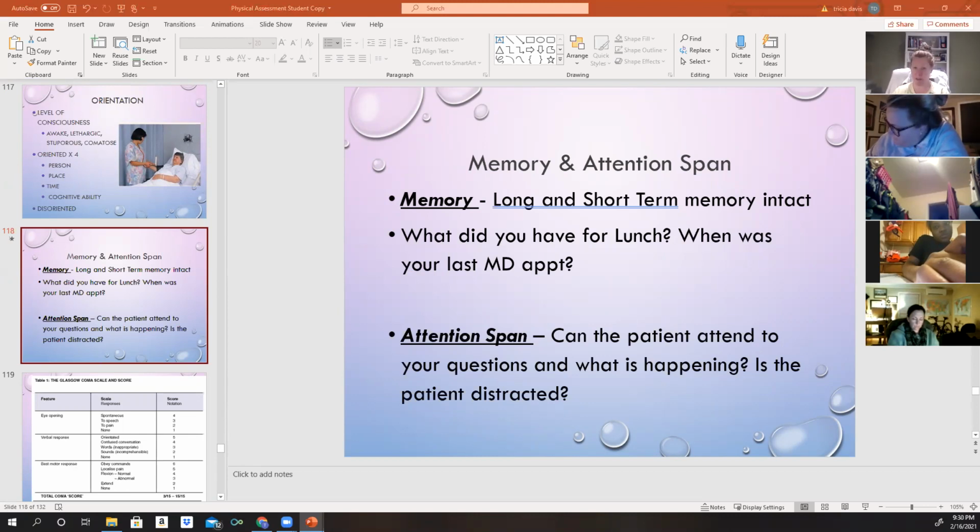And then you want to look at their attention span. Can they really focus on you? Can they attend to all the questions that you're asking? Do they know what's happening? Are they distracted, looking at something else, thinking about something else?